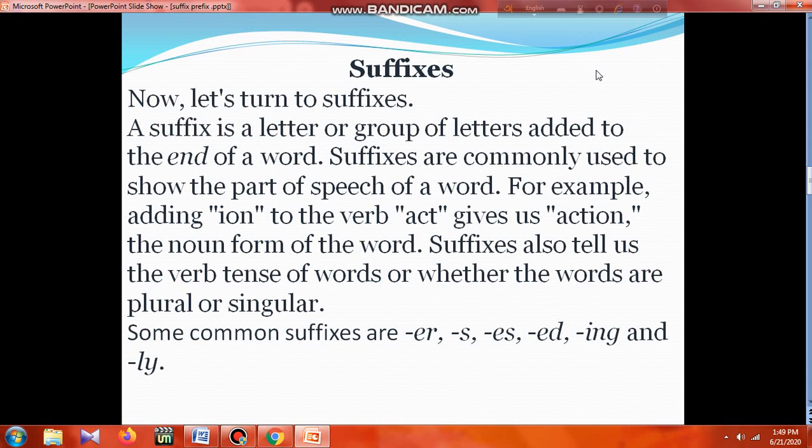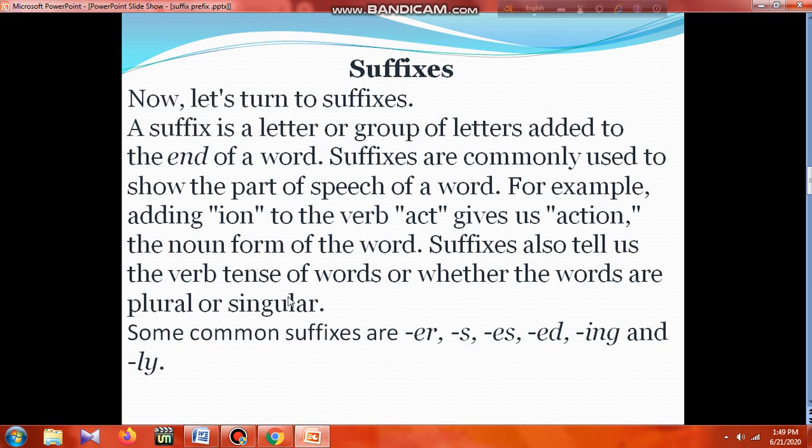In the case of prefixes, we saw that the letters or group of letters take place before the root word, but in the case of suffixes they take place at the end of the word. Suffixes are commonly used to show the part of speech of a word. For example, adding -ion to the word act gives us action, the noun from the word. So they actually bring changes in parts of speech.